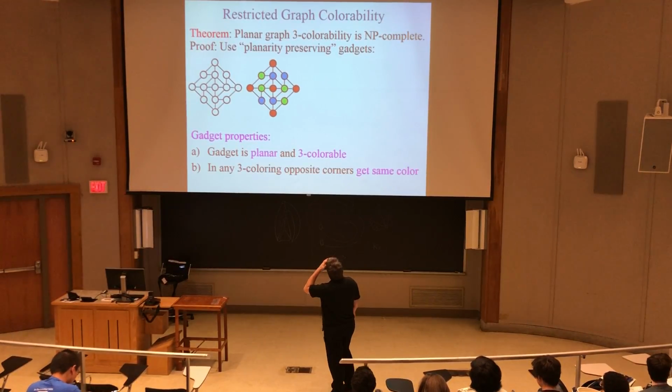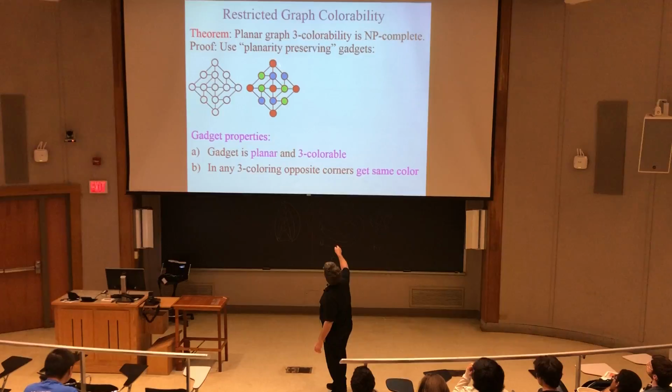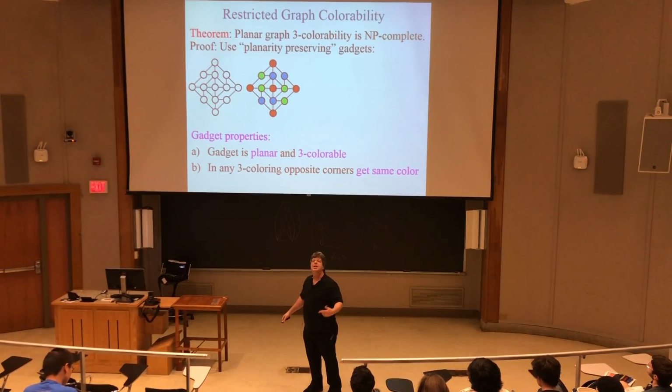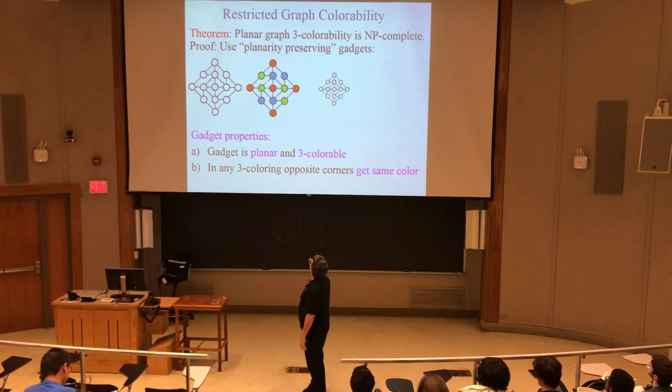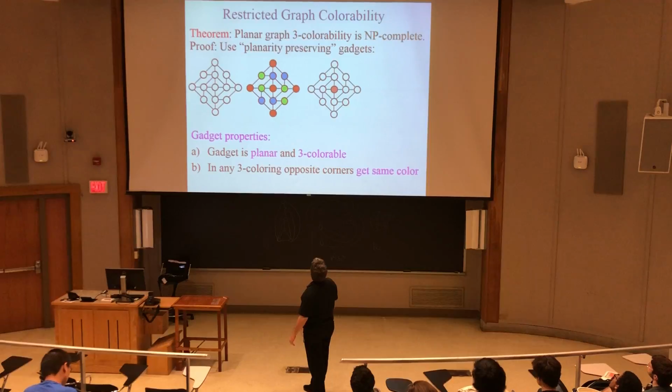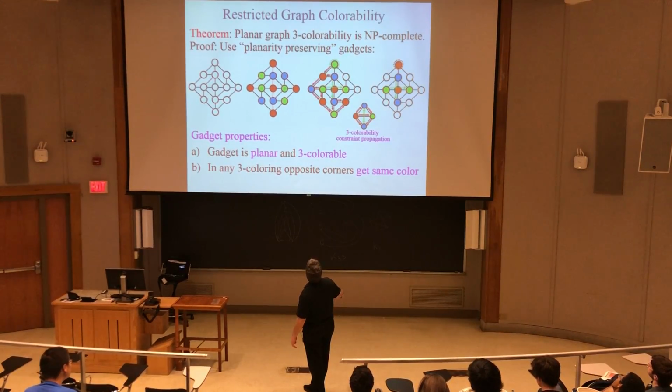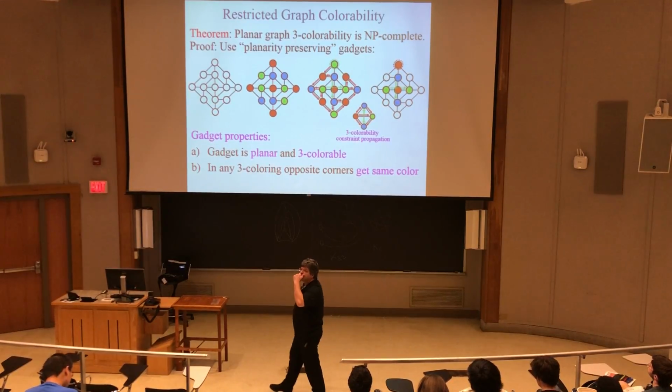And in any 3 coloring, opposite corners get the same color. So this corner and that corner must have the same color. And separately, this corner and that corner, 2 opposite corners here, must get the same color as each other, but not necessarily the same color as the first pair of corners. They can be independent. Here, they happen to be the same. Both are red. But it could be blue also. So I'm giving you an example here where these 2 are blue and these 2 are green. We're about to prove why this is true.